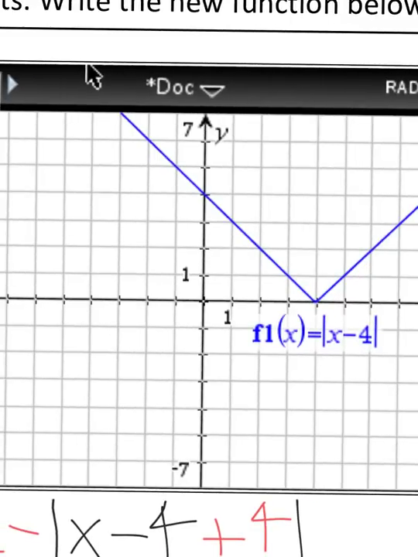You're going to go left 4, so there it is, left 4, the vertex, and then it's reflecting over the x-axis, so it's just going to open down. So if I want 5 points, I'll just do it like that. I can do more because it's so easy, but that's really all I'm looking for. And there's the graph of g of x. Okay, so that one's done.